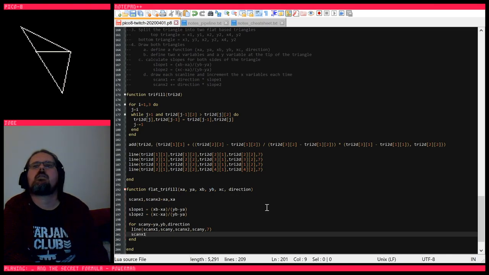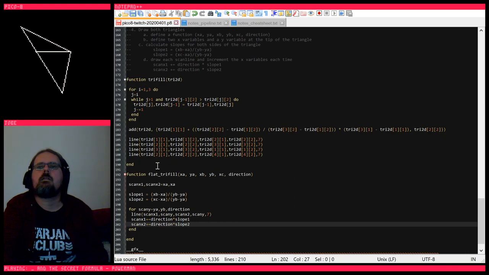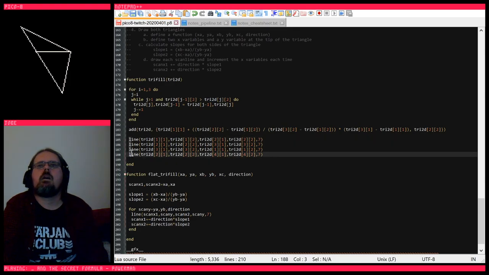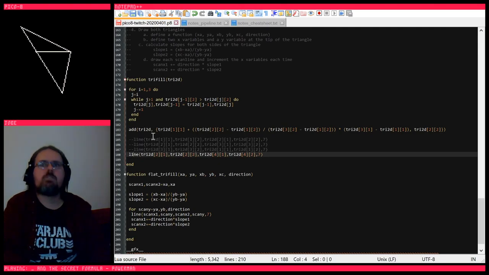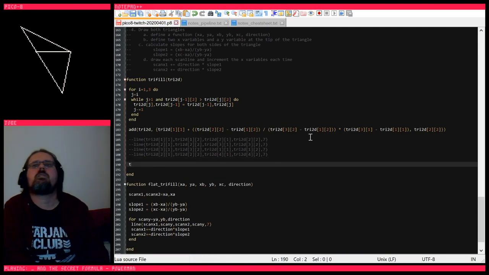So scan x1 and x2 is going to be also incremented by the slope. So now we're going to do calls to flat tri-fill, to our tri-fill function. So let's start with the top.